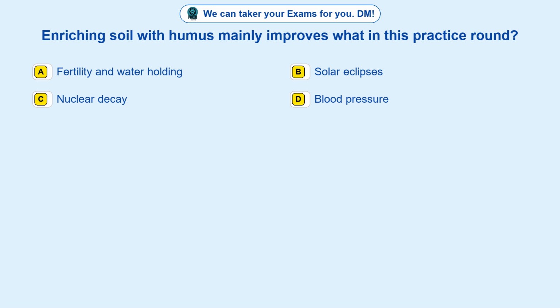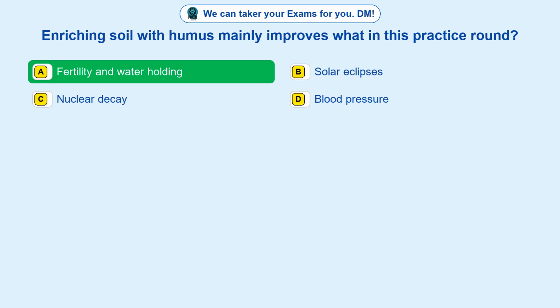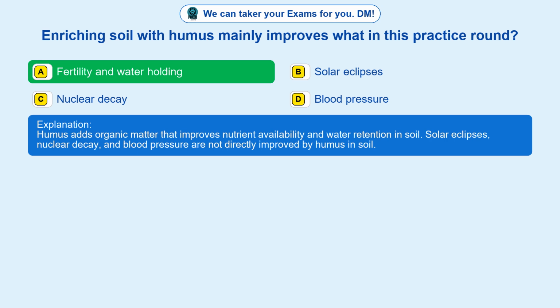Question 96. Enriching soil with humus mainly improves what in this practice round? Option A, fertility and water holding. Option B, solar eclipses. Option C, nuclear decay. Option D, blood pressure. The correct answer is option A. Fertility and water holding. Humus adds organic matter that improves nutrient availability and water retention in soil. Solar eclipses, nuclear decay, and blood pressure are not directly improved by humus in soil.